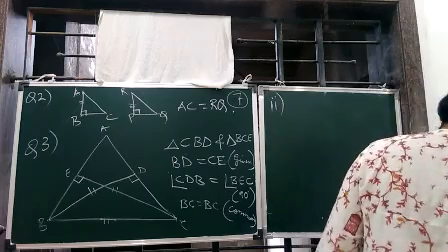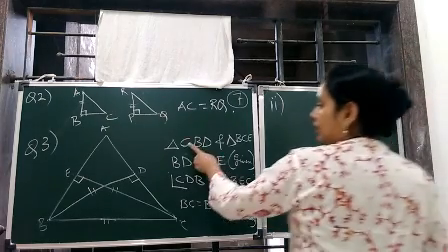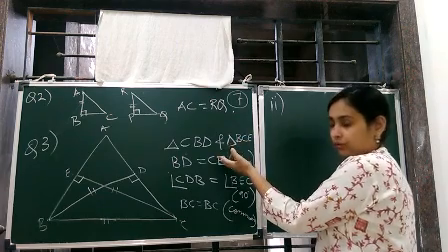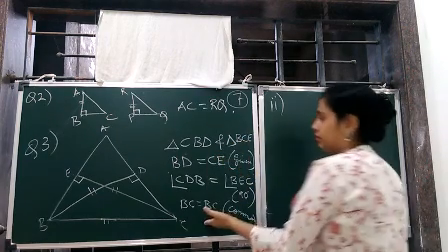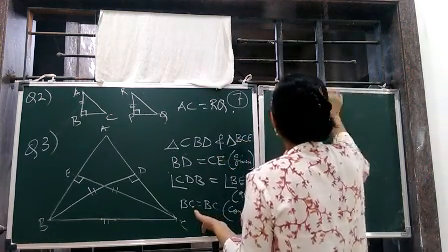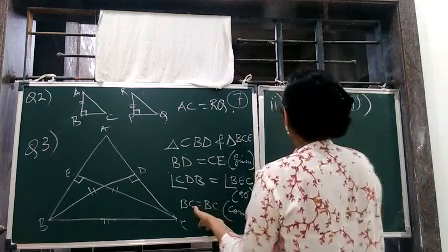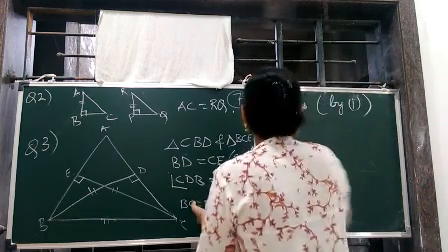Then the second one is: is triangle CBD congruent to BCE? Yes, they both are congruent. You have already written the three things. So you can write yes by RHS.